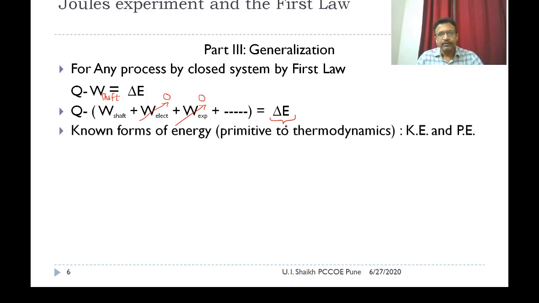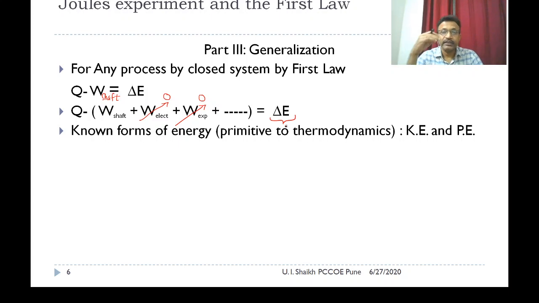Why? Because the system under consideration was the entire vessel or the fluid inside the vessel, and when the weight was dropped and the paddle wheel rotated, the entire body of the fluid did not move from one place to the other, or fall down from a height. That's why, if you consider the system as a whole, from the macroscopic thermodynamic viewpoint, the kinetic energy and potential energy in Joule's experiment did not change.